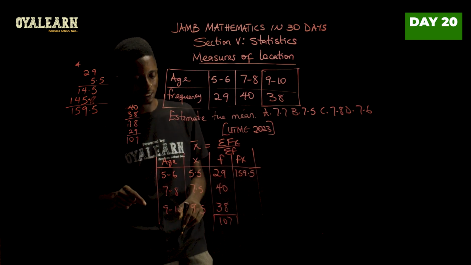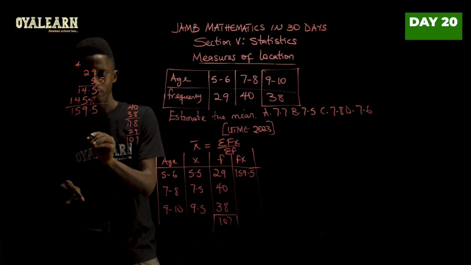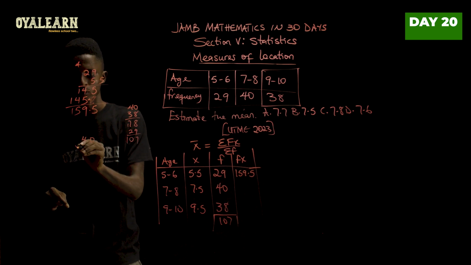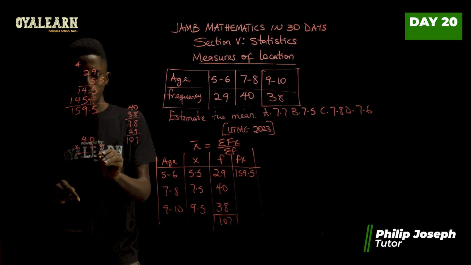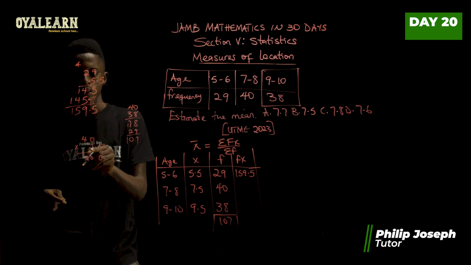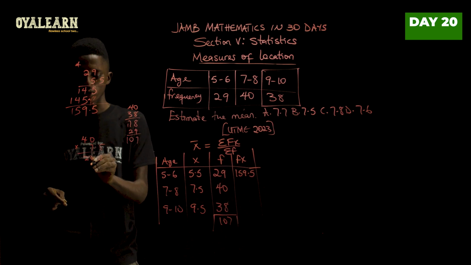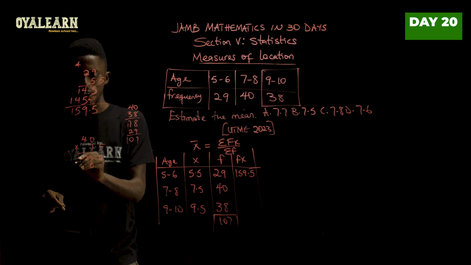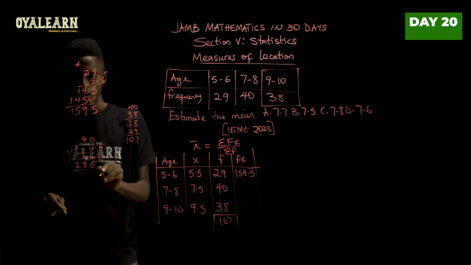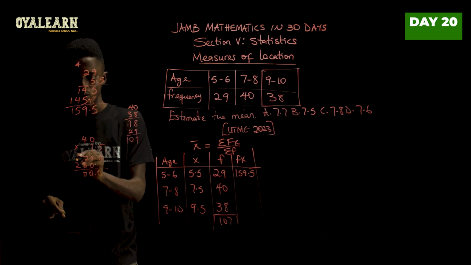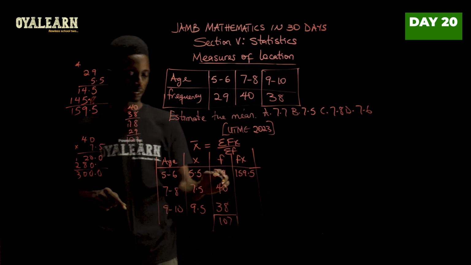Now let's do 40 multiplied by 7.5. So 5 times 0, 0. 5 times 4, that's 20. 7 times 0, 0. 7 times 4 is 28. So this is 0, 0, 0. That's 300.